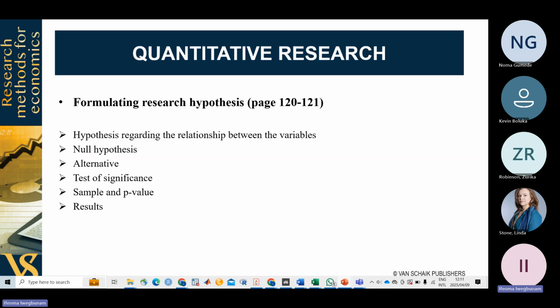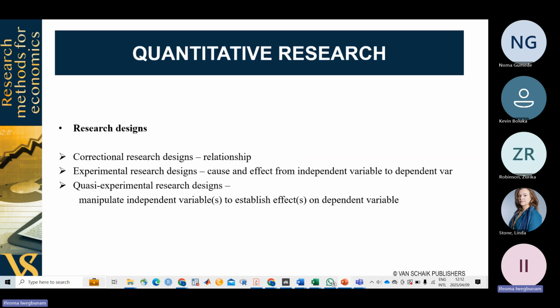When the null hypothesis is rejected, the alternative hypothesis shows that the hypothesis is accepted, which means the result is accepted, and you can interpret your result based on the test of significance from the sample and the p-value. Then there is the research design, which is correlational research design. This measures the relationship between the variables under study.